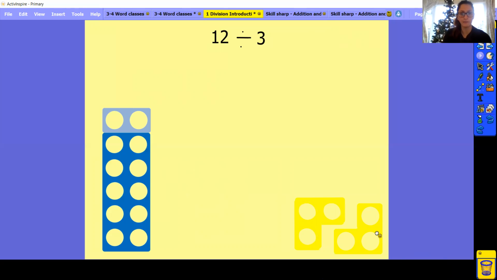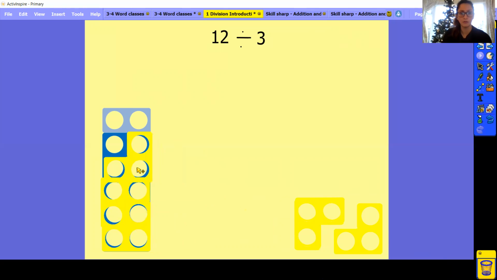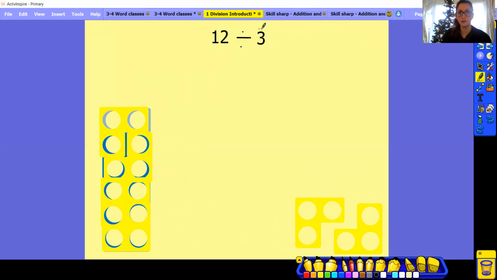So we've got 12 divided by 3. We're going to see how many 3s go into it. So we've got 1, 2, 3, 4. So 12 divided by 3 equals 4. And you could also have done that with your 3 times table. So you're going to do 3, 6, 9, 12. 1, 2, 3, 4. And we can double check that by doing the inverse.